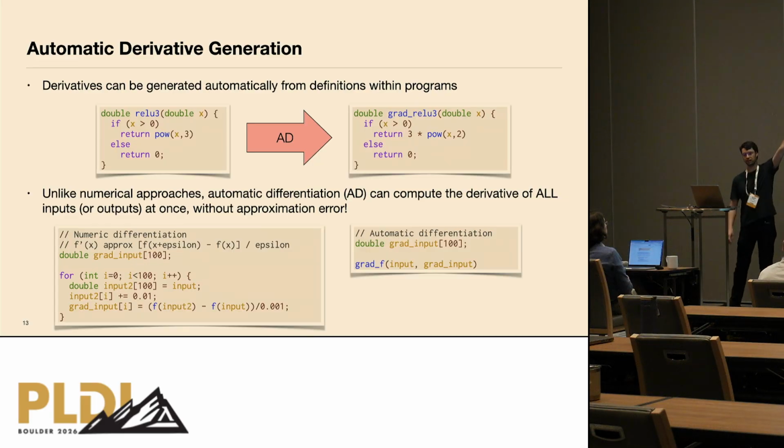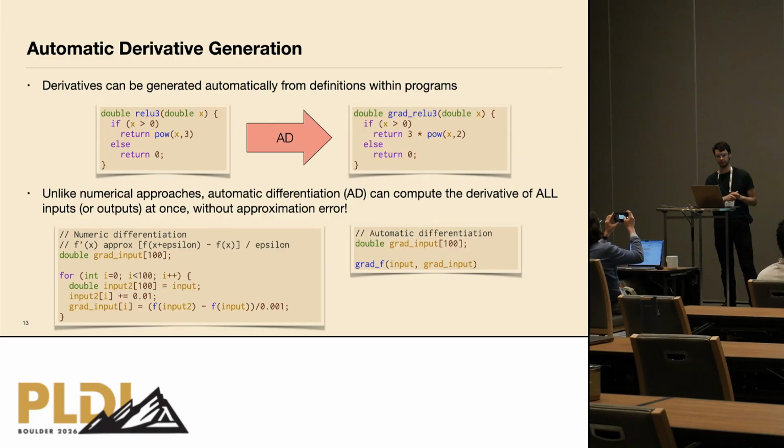What's really cool is that these derivatives can be generated automatically from code. Here I have this simple ReLU3 function. I can perform a derivative and have this new function here on the right, which computes the corresponding derivative of it. Instead of having x cubed on that branch, I now have 3x squared. And unlike numerical approaches, automatic differentiation has a lot of nice advantages.